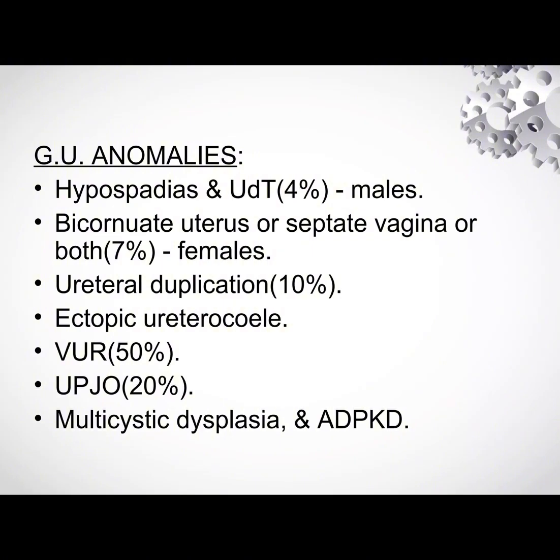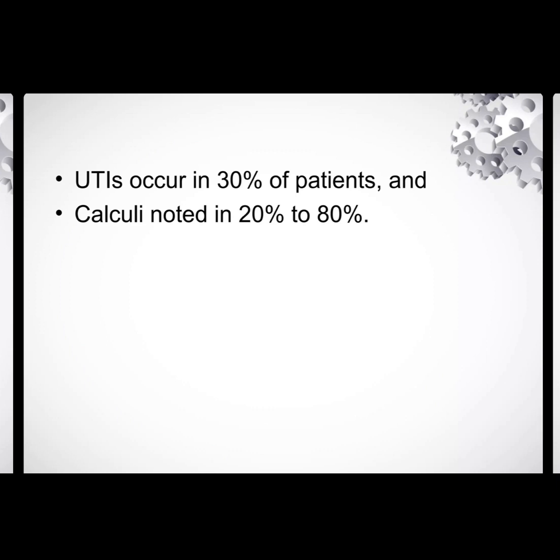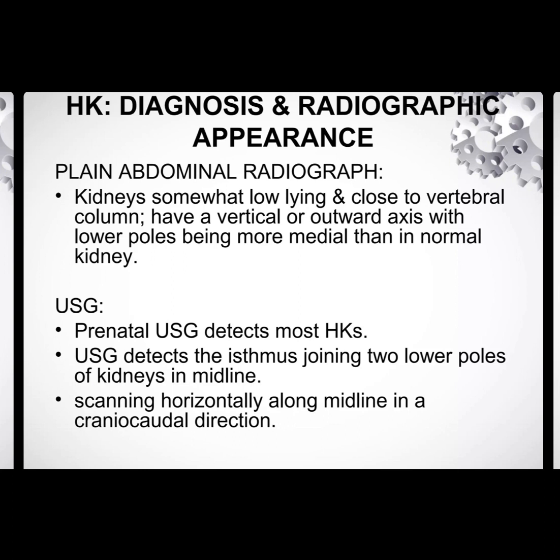genitourinary, and now its association is also present with some genitourinary anomalies like hypospadias and undescended testis in 4% of cases, urethral duplication, ectopic ureterocele, VUR, PUJO. So it's important that association with stone formation and PUJO is 20%, as it is asked multiple times in exams. So the association with PUJO and stone formation is 20%.